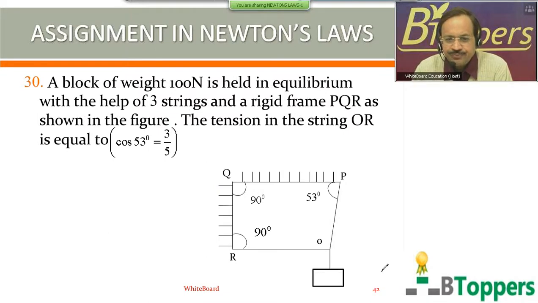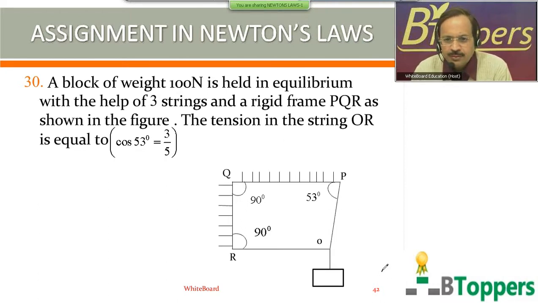See question number 30. A block of weight 100 Newton is held in equilibrium with the help of 3 strings and a rigid frame PQR as shown in the figure. The tension of the string OR is equal to, within brackets is given cos 53 is 3 by 5.